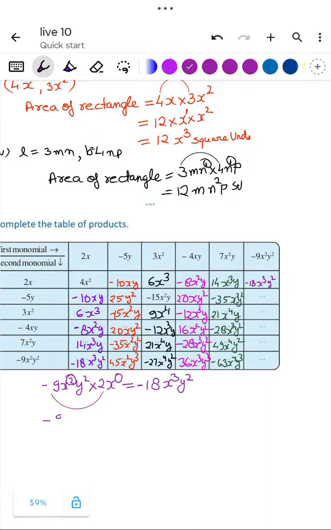Now negative 9x square y square into negative 5y. So negative 5 into negative 9 will be positive 45. x square, y to the power 2 plus 1 is 3. So this is 45x square y cube.